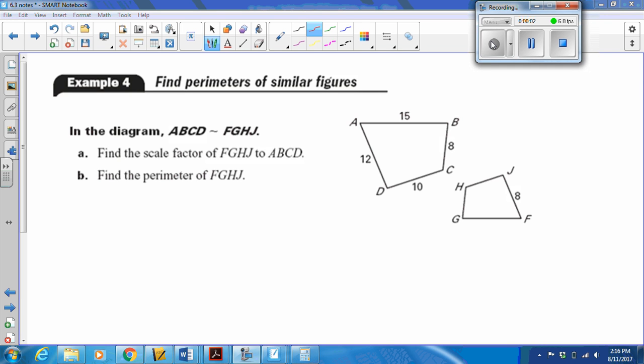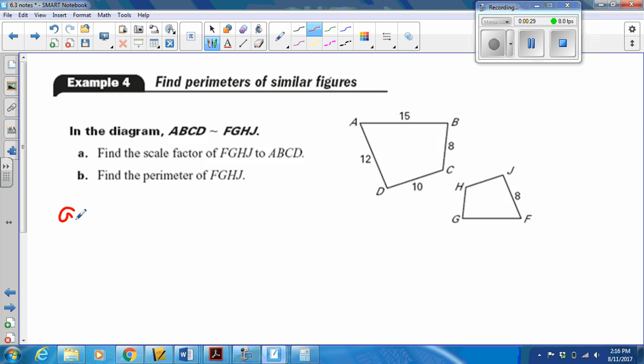So here's the second part of section 6.3 notes. We're going to go over example 4, 5, and 6 here, okay? So in example 4, it asks us to find perimeters of similar figures. That's what we're going to basically do. It says in the diagram, ABCD, so that's this figure here, is similar to FGHJ. They tell us that they are definitely similar.